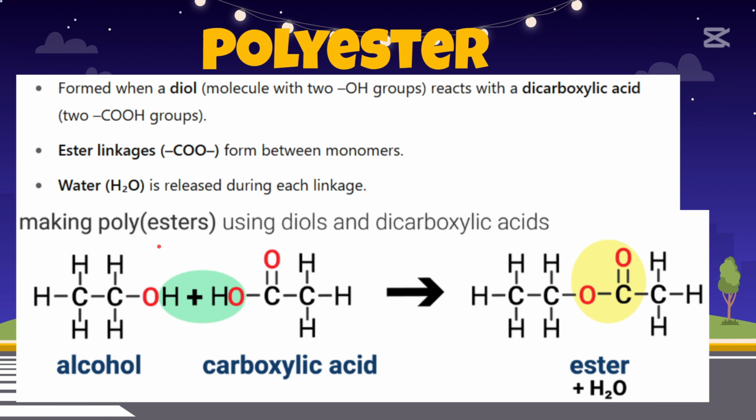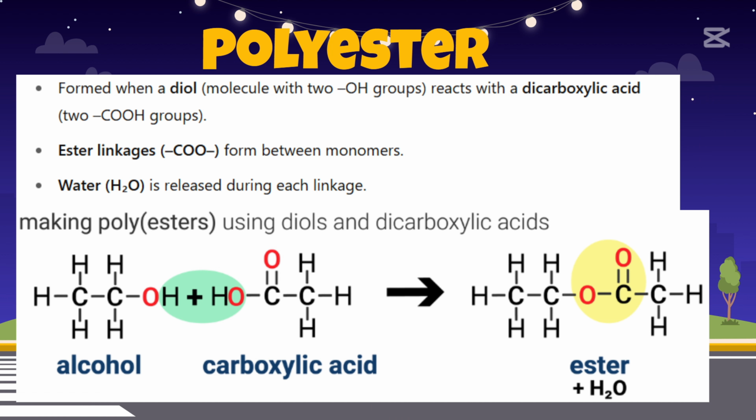Now we're at polyester. I know you've heard of this before. Polyester in your clothes, polyester this, polyester that. Now polyesters are formed when a diol molecule with two OH groups, diol means dialcohol, reacts with a carboxylic acid with two COOH groups. This goes back to when you would have done esters. Remember that you form esters when you link a carboxylic acid and an alcohol. And remember that esters have a sweet smell to them.